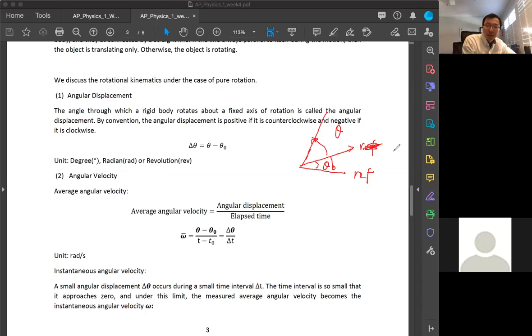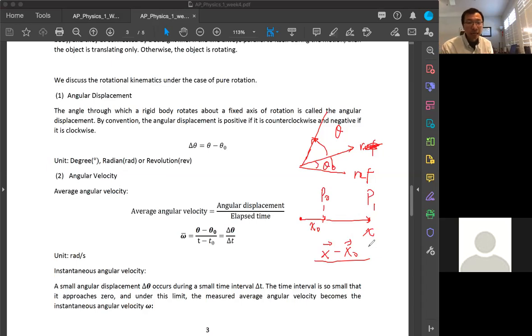Just like initially we have a point here, starting from the location P naught, right? So P naught is x naught, and then we move in that direction to P1, so we see the displacement is x minus x naught, right? This is how we define the displacement in the linear case. For the rotational case, it's pretty similar. We choose one as a reference point, and we follow the same definition for angles.